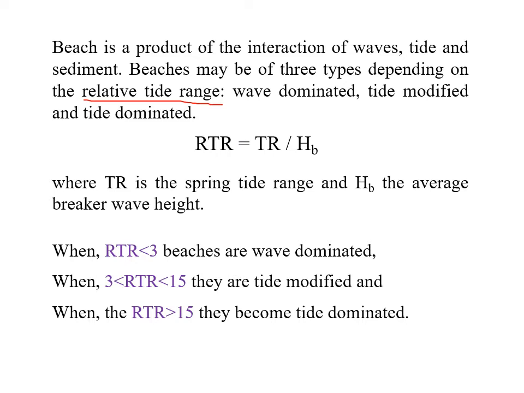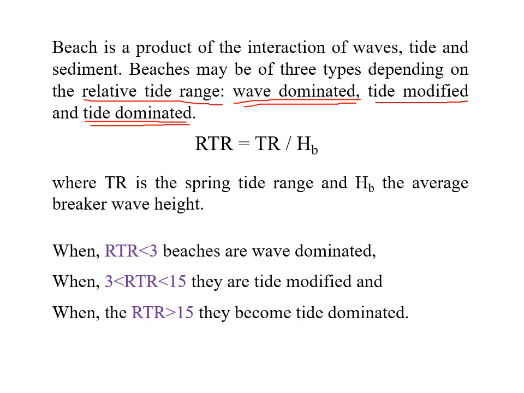The first one is the wave dominated. So you can estimate that this should be the microtidal region where tidal activity is very minimum. Second one is tide modified, and third type is tide dominated. So this should be the macrotidal region where the tidal activity is maximum.